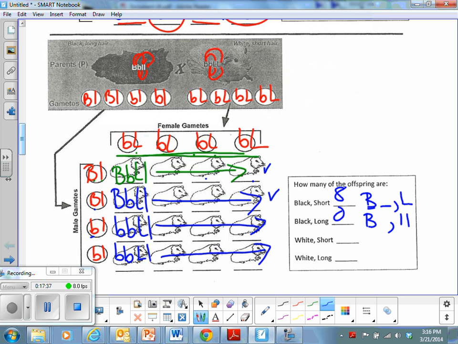White and short, little b, and at least one big L. So little b, and one big L. You notice that these 2 rows are the same. So that's going to be 8, and so there's going to be 0 white long. So it's 8, 0, 8, 0.